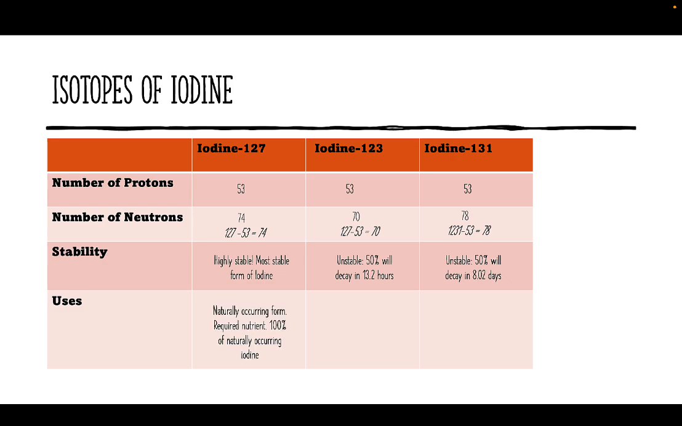And this is really useful in healthcare, right? Our stable iodine 127, this is our essential required nutrient, 100% of the naturally occurring iodine. It's important for your thyroid. It's important for a lot of metabolic processes.